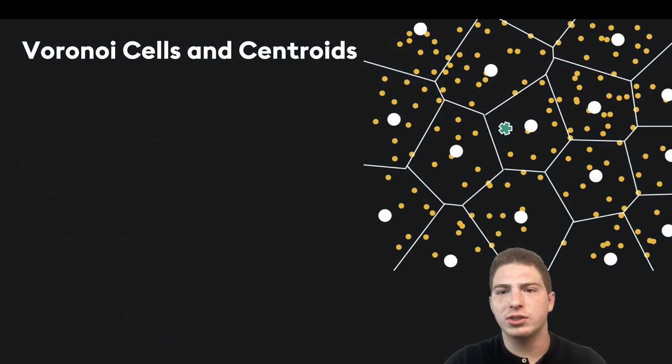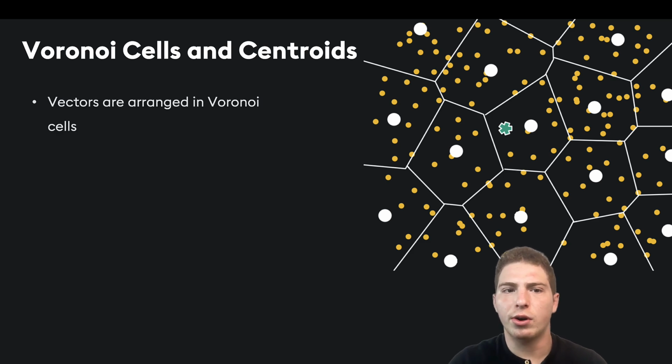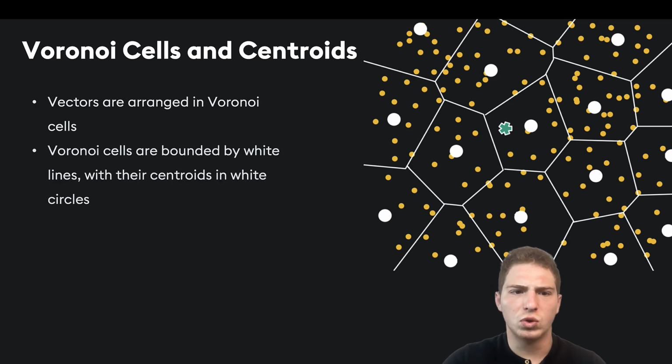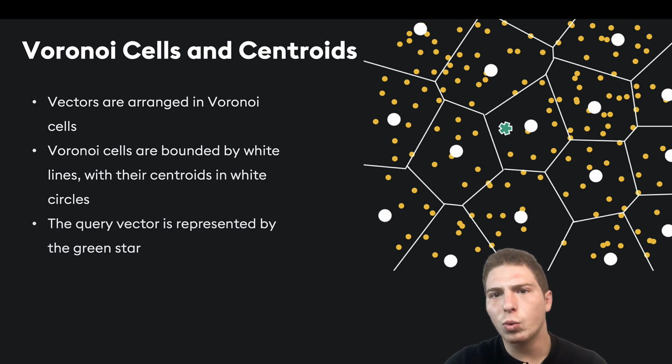If we'd like to visualize our index, it would look like Voronoi cells and centroids. So vectors are arranged in Voronoi cells, and that's what you can see on the right, where the Voronoi cells are bounded by white lines, and the centroids are white circles. And how this is constructed is you start at these centroids and you expand out from them unilaterally on all sides, and basically the white lines are where these boundaries meet. The query vector is represented by the green star here.